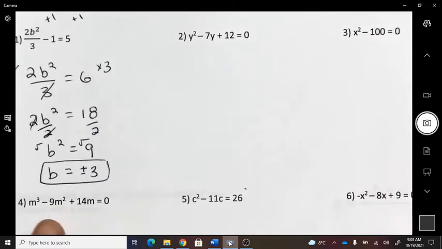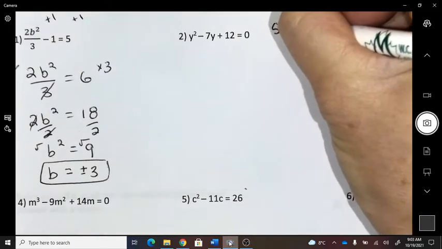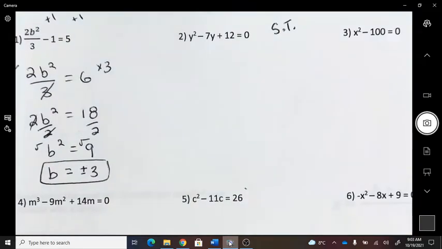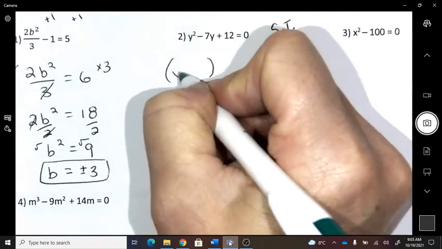Okay, number 2. It's not isolation. There's 2 variables. Do you recognize the style? Is there a factoring style? Simple trinomial. Okay, so now I'm going to go with a y and a y.